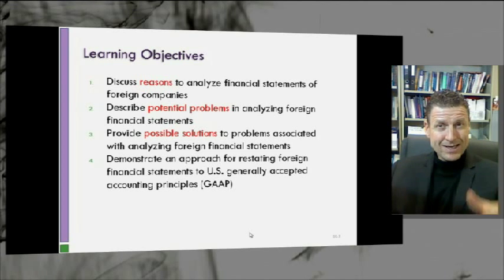Isn't it great? We're studying accounting. That's more work for the accountants. The less harmonization there is, the less convergence there is, there's more work for accountants. Okay, let's have a look here.